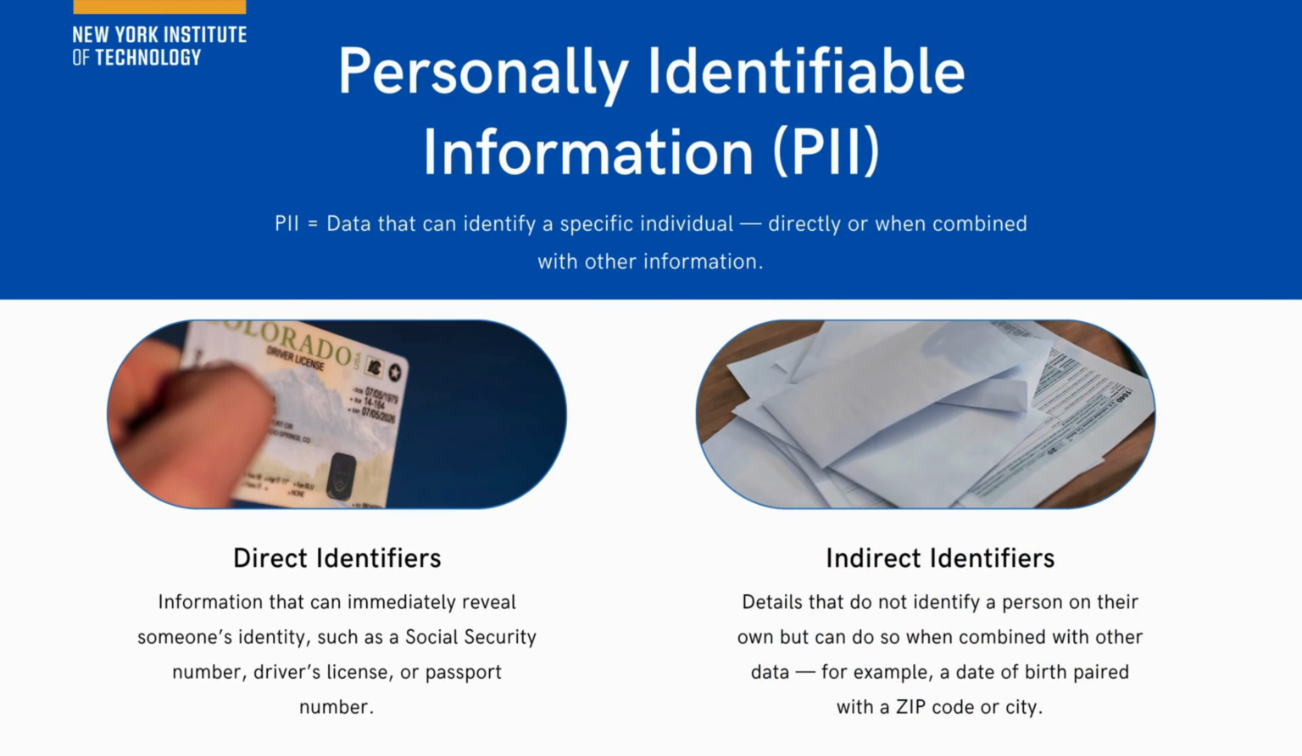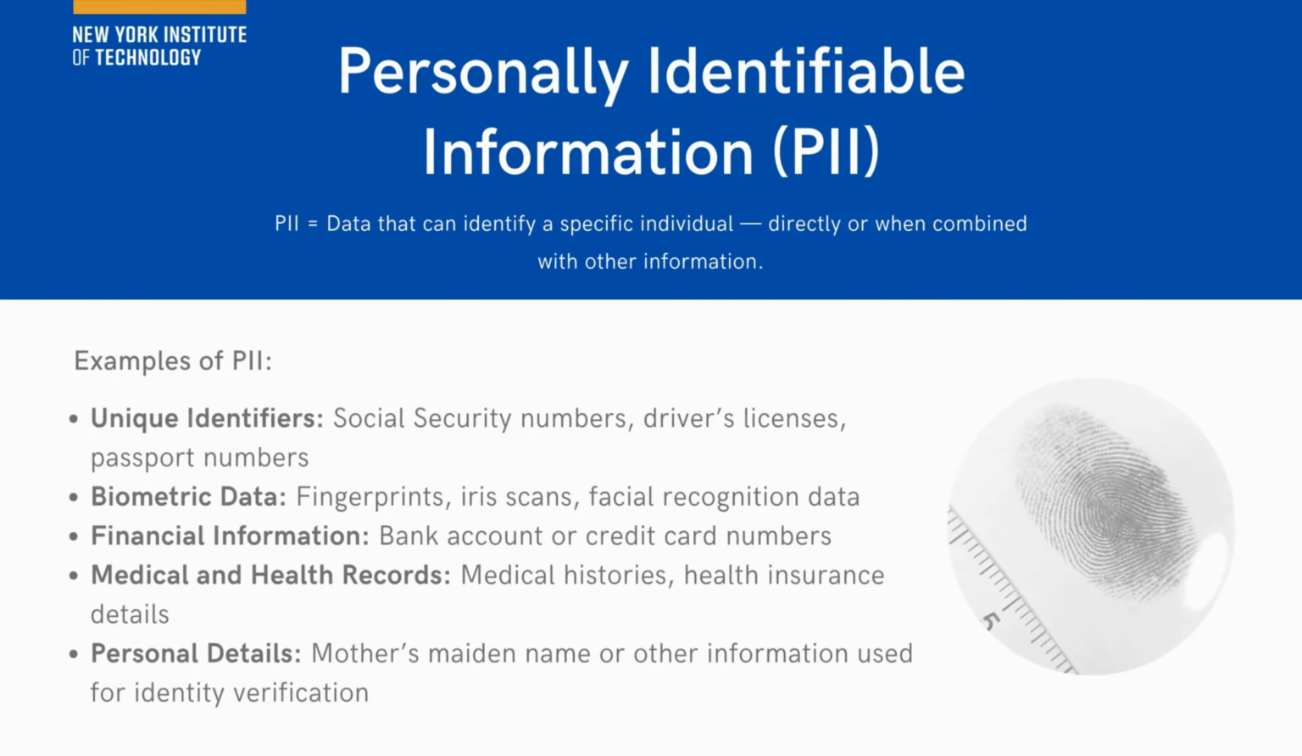Personally Identifiable Information, or PII, refers to any data that can identify a specific individual, either directly or when combined with other information. There are two main types. Direct identifiers instantly reveal someone's identity, such as a social security number or driver's license number. Indirect identifiers identify someone only when paired with other data, such as a date of birth combined with a location.